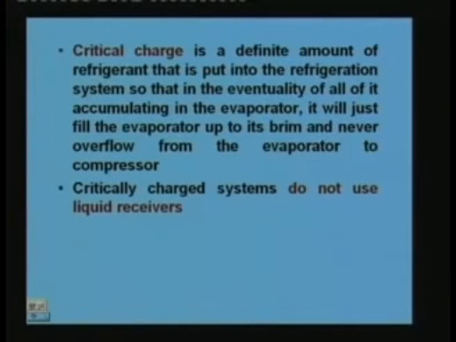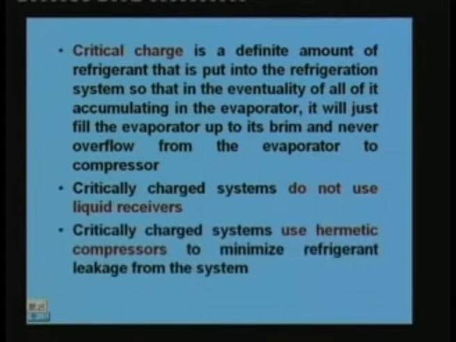So, what is the advantage of this? Since the liquid cannot overflow from the evaporator, there is no possibility of liquid entering into the compressor, because once the liquid enters the compressor, it may get damaged. So, this kind of system is called a critically charged system. Critically charged systems do not use liquid receivers, and critically charged systems use hermetic compressors to minimize refrigerant leakage from the system. Now, when you charge the system critically, that means you put the right amount of refrigerant into the system.